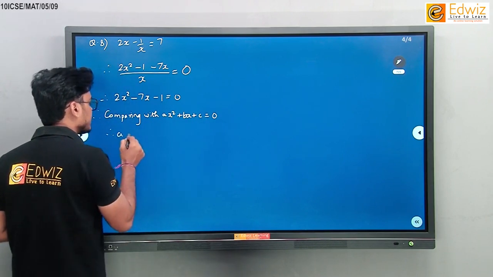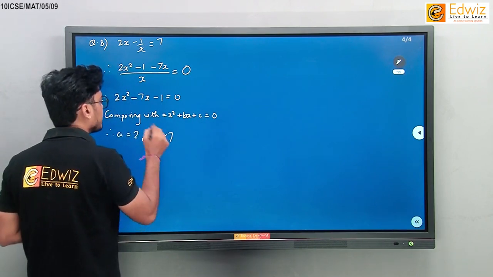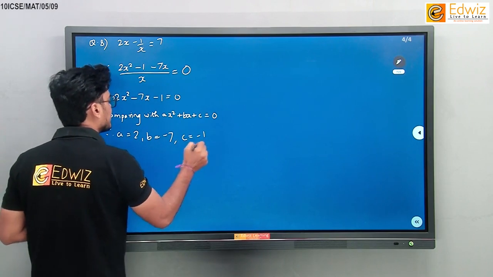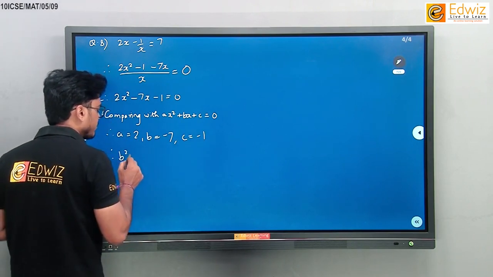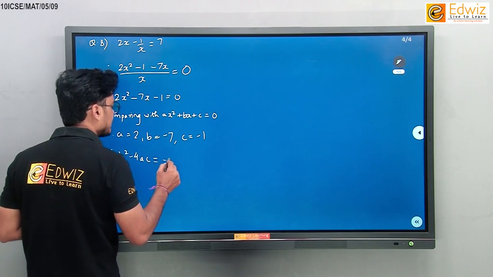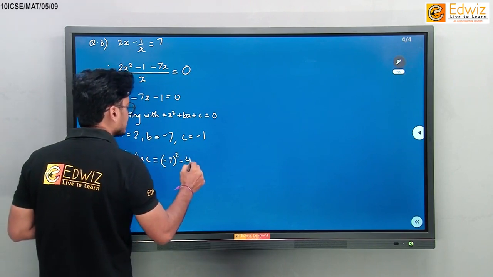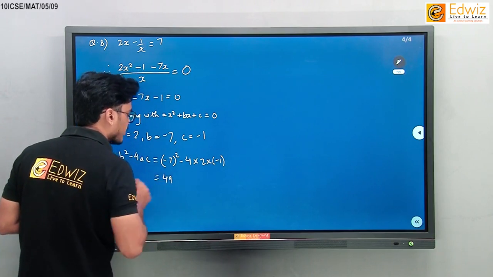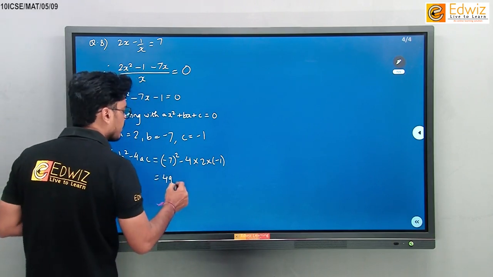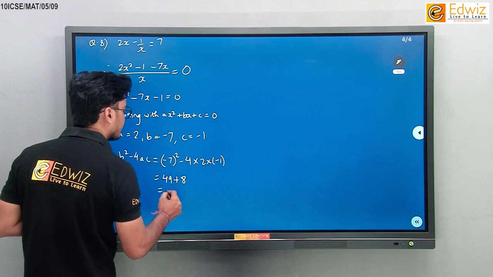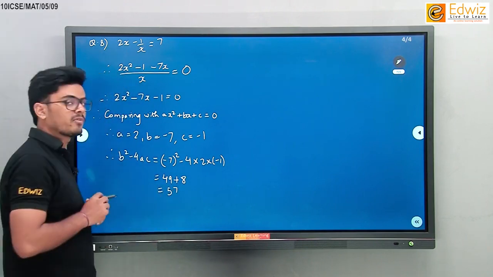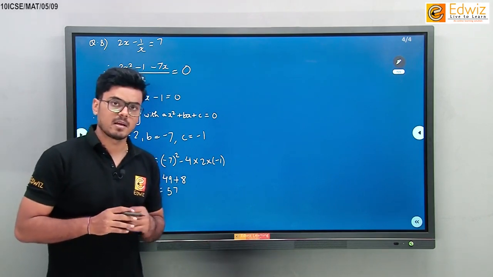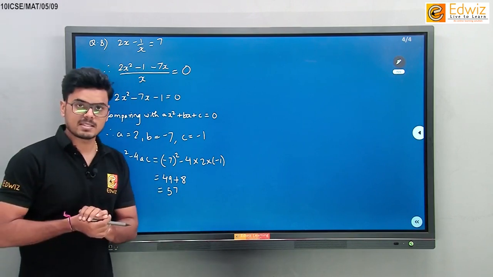So a here is equal to 2, b is minus 7 as you can see, c is minus 1. So the value of b square minus 4ac will be (minus 7) square minus 4 into 2 into minus 1. Okay, so 49 positive, minus minus will become positive, 4 2s are 8, 57 is the value of b square minus 4ac. Now we have to find the answer correct to 2 decimal places.